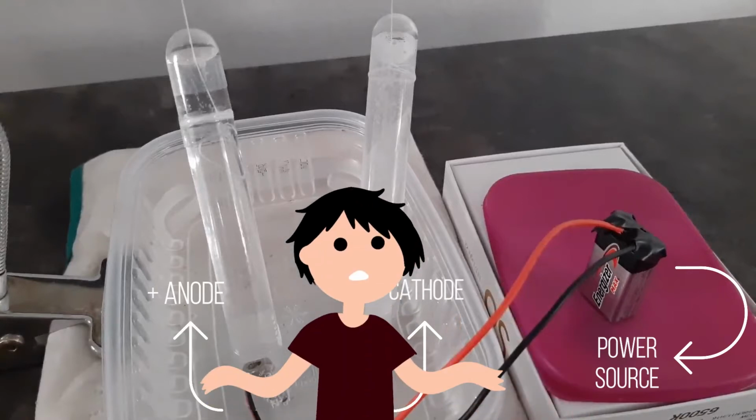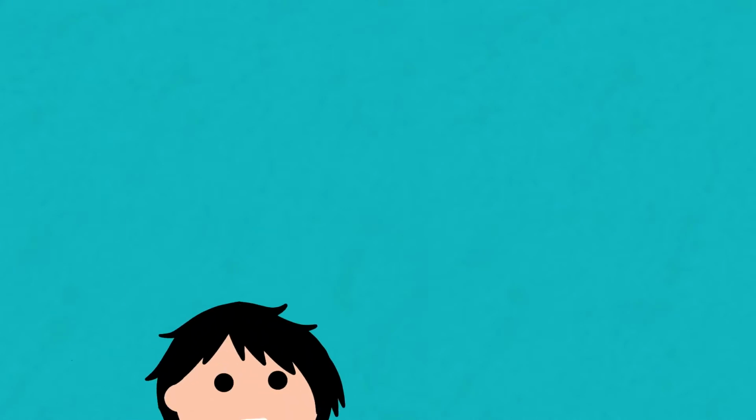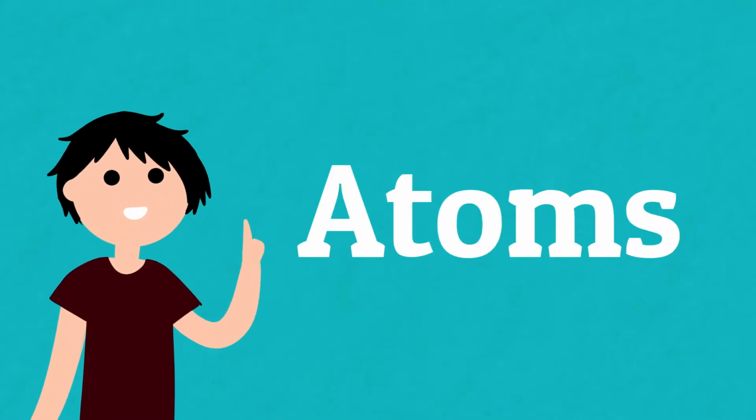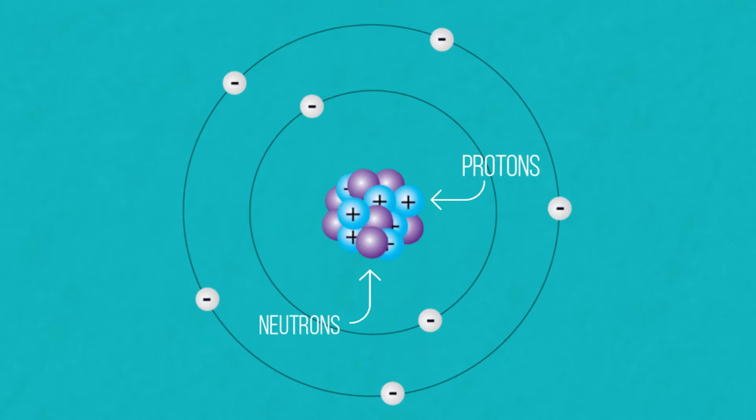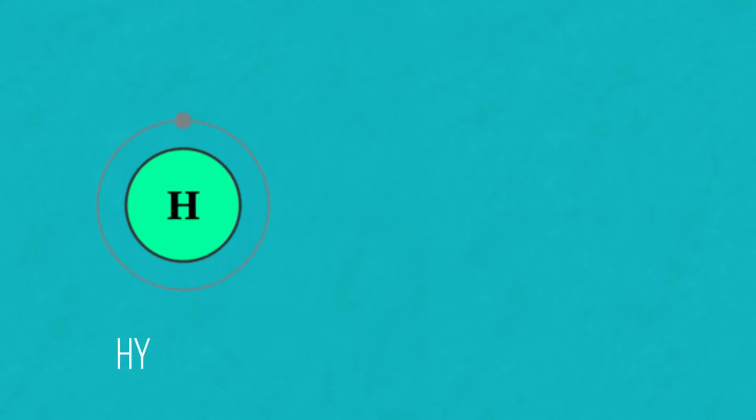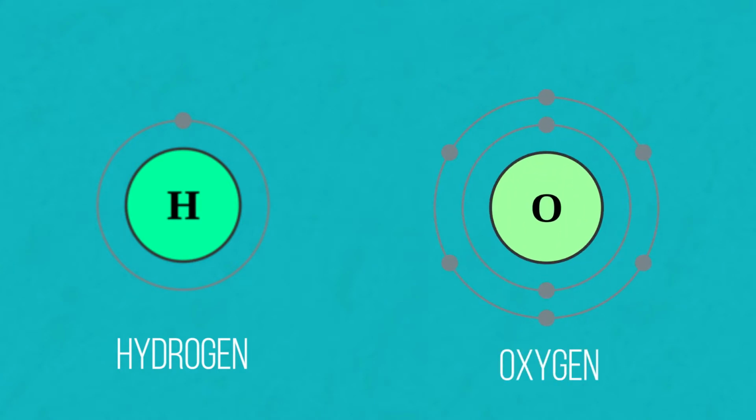But what happens with the water? To understand this process, we need to understand atoms. Atoms are formed by a nucleus of protons and neutrons, and around them the electrons orbit. Atoms have several orbits, and the last one of these orbits is called valence shell. For example, the valence shell of hydrogen is composed by one electron. It is a very light element. And the valence shell of oxygen is composed of 6 electrons.